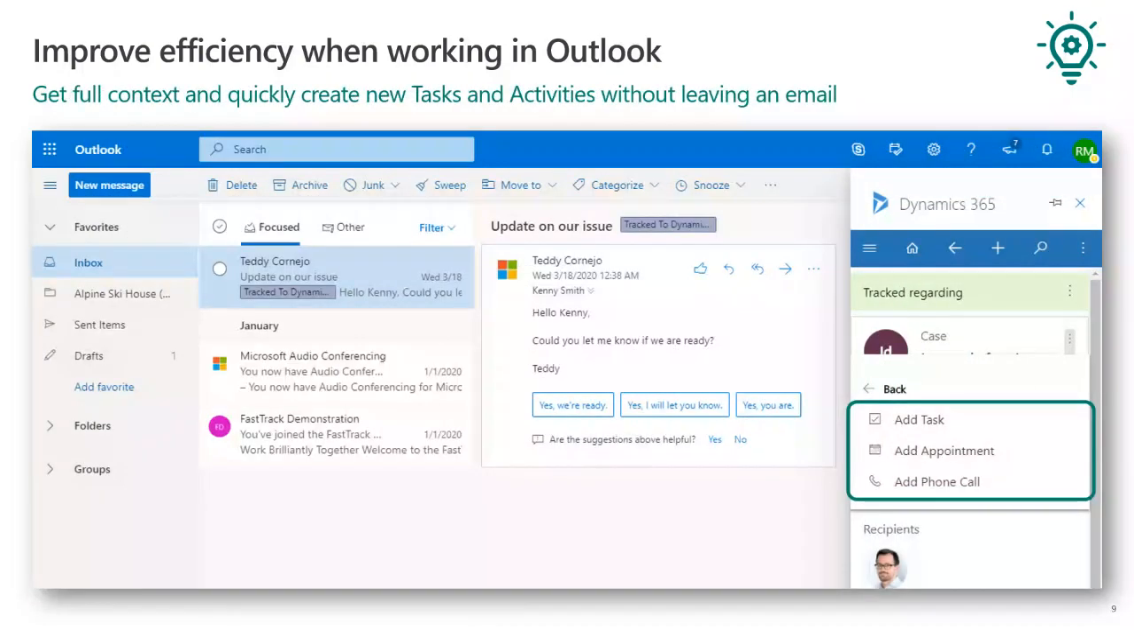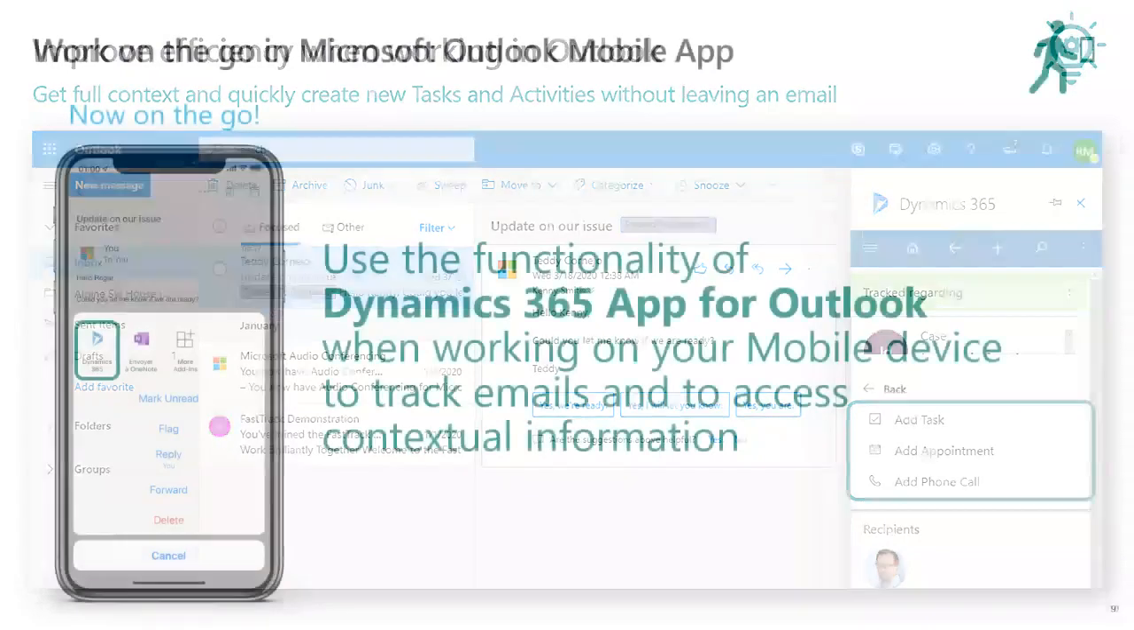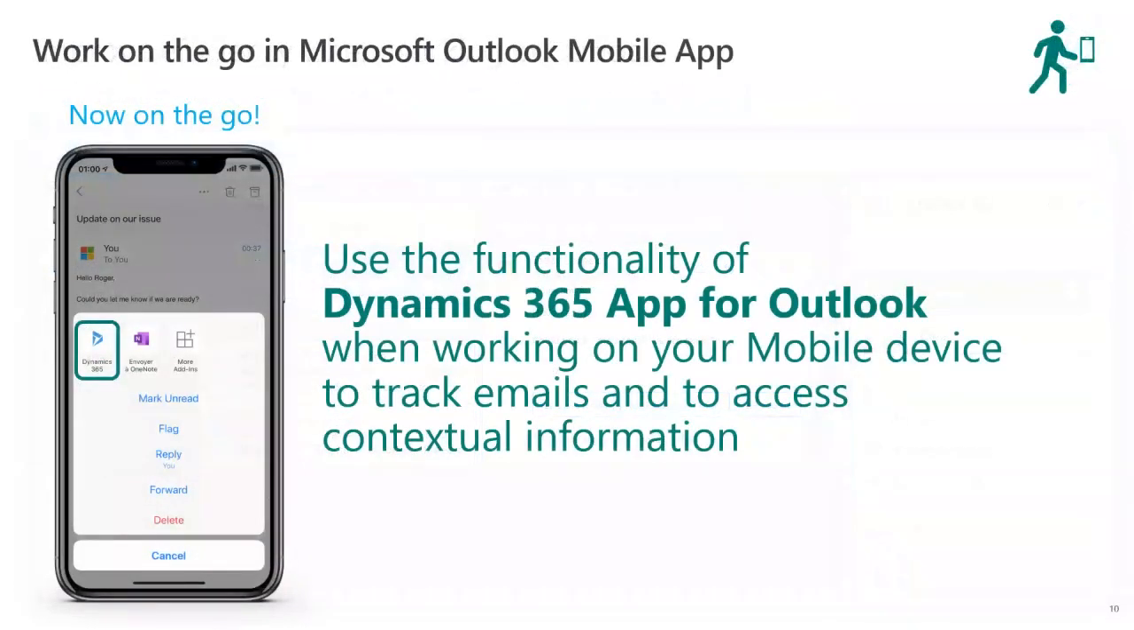When you have that integration in place, you can also add tasks, appointments, and phone calls to the related records that an email, for example, is tracked against, like in the screenshot. And it's also available on mobile.